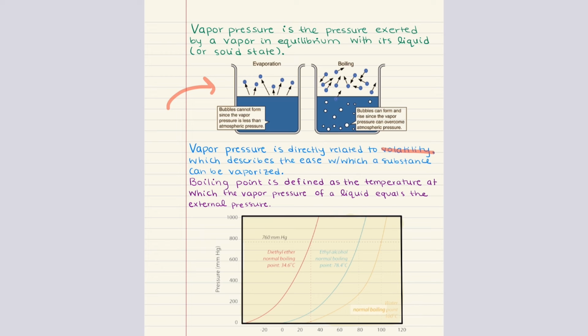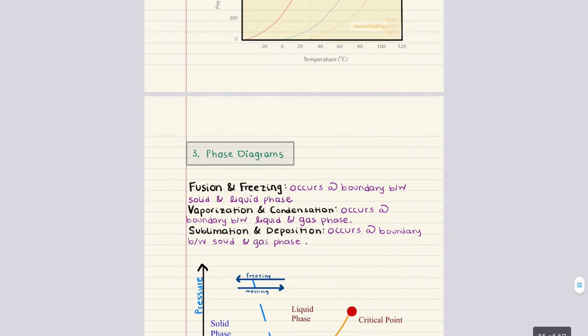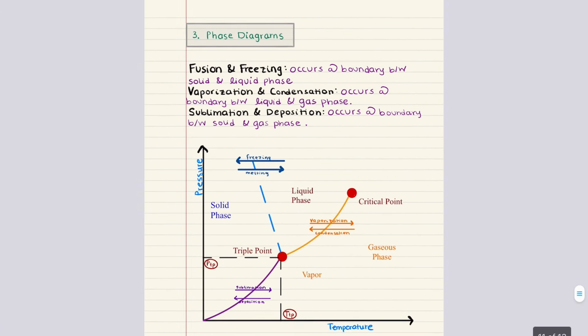So, in summary, understanding vapor pressure and boiling point requires a clear distinction between the phases of matter and the forces at play. Vapor pressure depends on temperature and the strength of intermolecular forces, and that influences a substance's volatility. And then the boiling point is where a liquid's vapor pressure matches the external pressure, and that allows molecules to transition fully into the gas phase. With that being said, let's go ahead and transition into our third objective, where we're going to discuss phase diagrams.